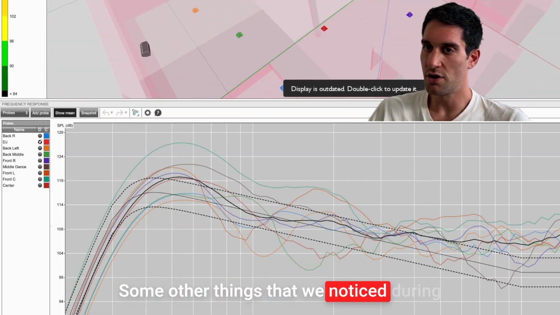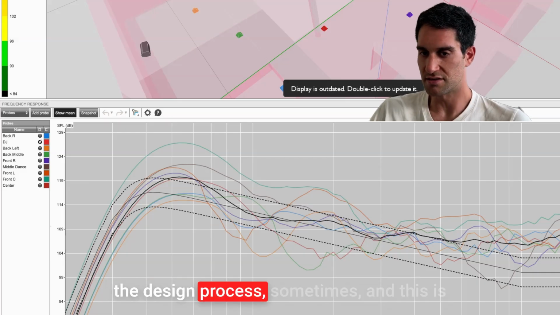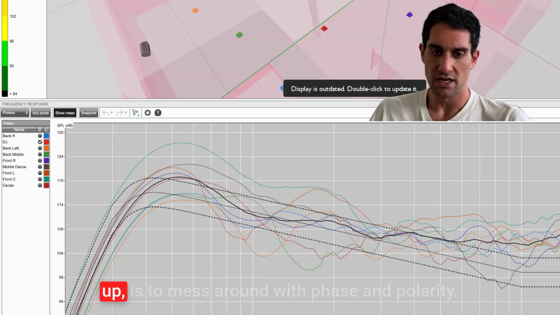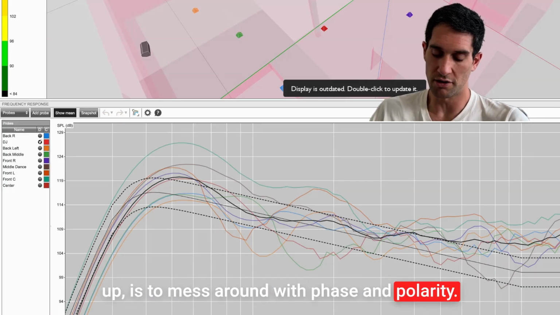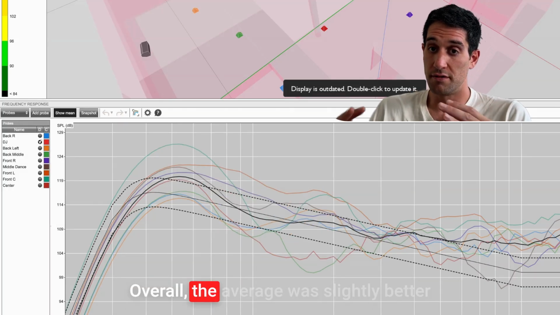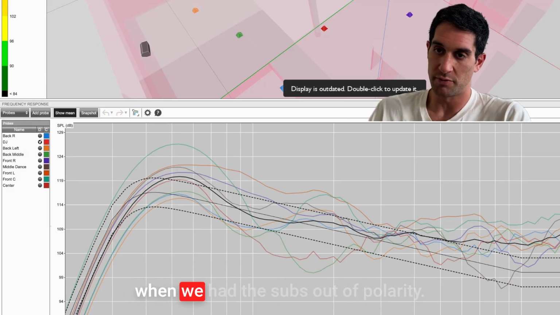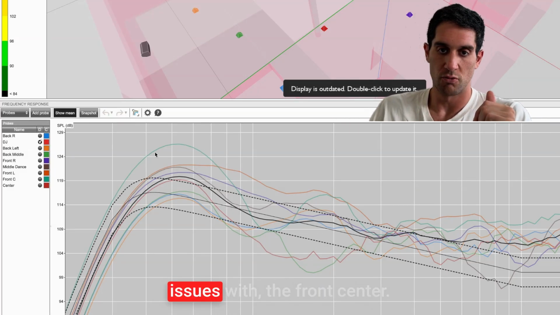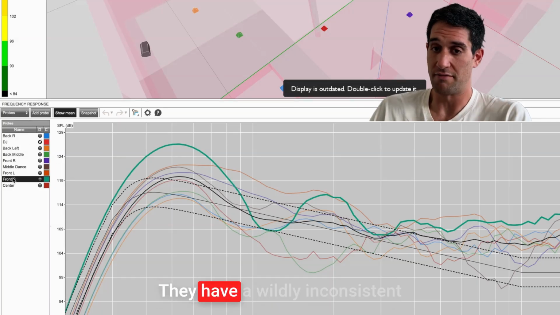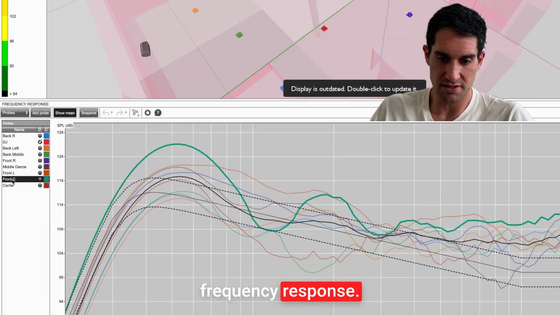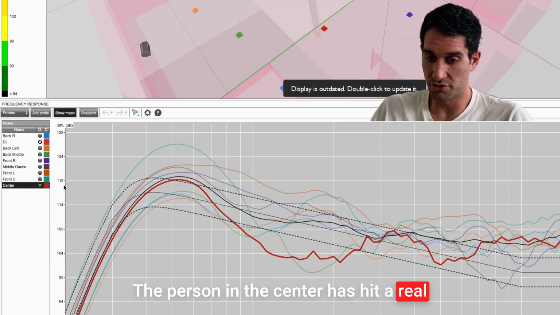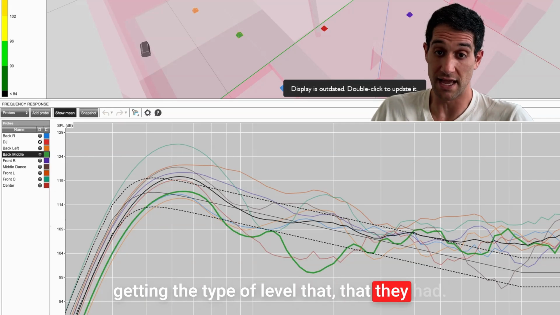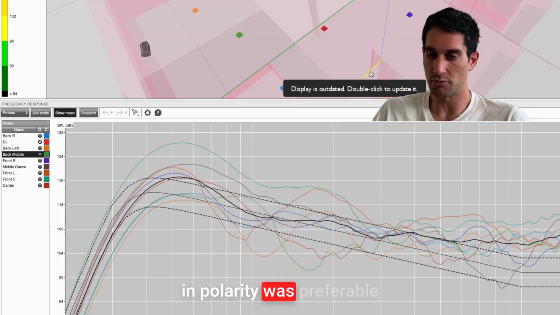And some other things that we noticed during the design process sometimes, and this is often something you do when you're out in the field and you've actually set the system up, is to mess around with phase and polarity. Overall, the average was slightly better when we had the subs out of polarity. There's some big disparities and issues with the front center. They have a wildly inconsistent frequency response. The person in the center has hit a real null. The person in the back middle is not getting the type of level that they had. We thought that keeping them in polarity was preferable.